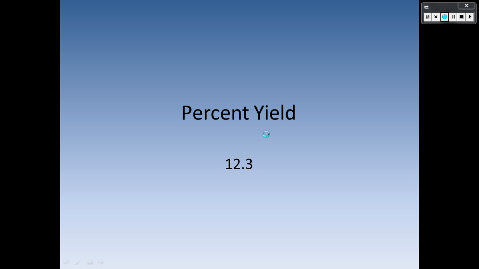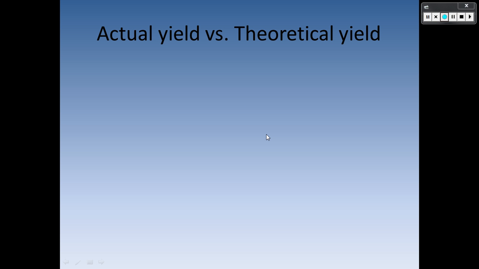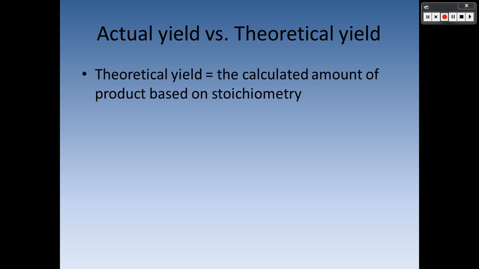So in order to calculate percent yield, you need two quantities, one of which is called the actual yield, and the other is called the theoretical yield. So the theoretical yield is the calculated amount of product based on stoichiometry. So when I give you a problem that says you have 30 grams of whatever reactant, how many grams of the product are you going to be able to make, and you calculate that out, that's the theoretical yield.